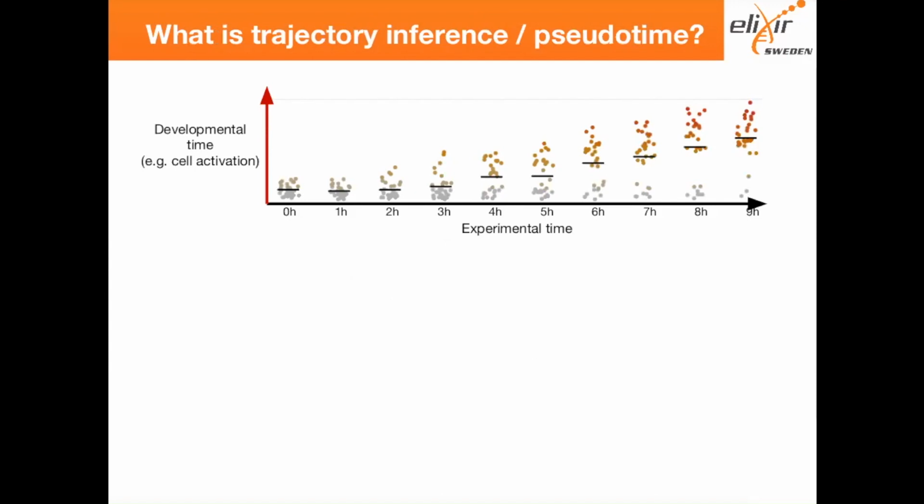So let's understand a little bit, or differentiate, what is experimental time compared to the trajectory time, or let's say a developmental time here. And that's what we would call the pseudotime. So it's a time where the cells are ordered by differentiation process. So here, in this case, developmental time.